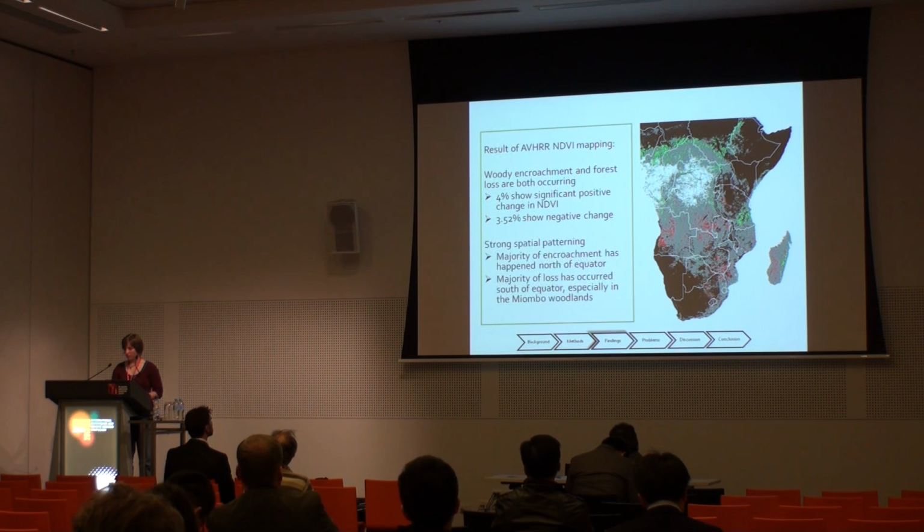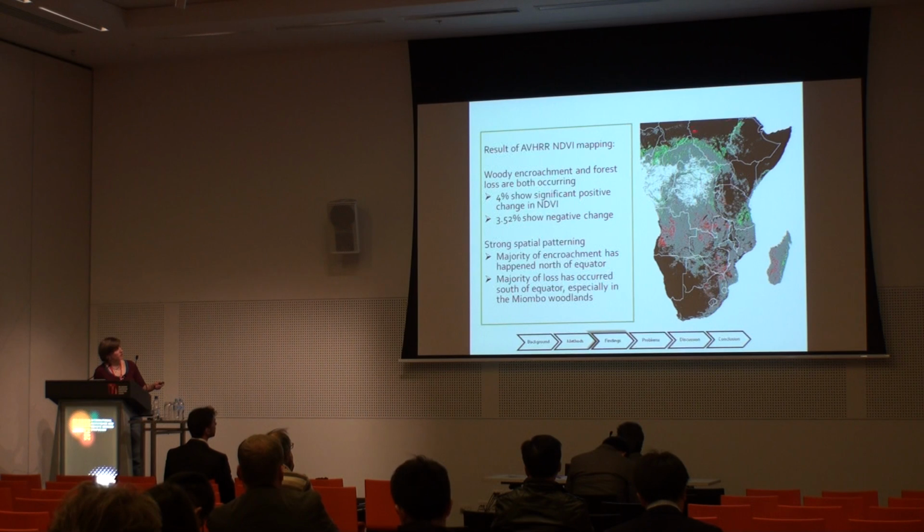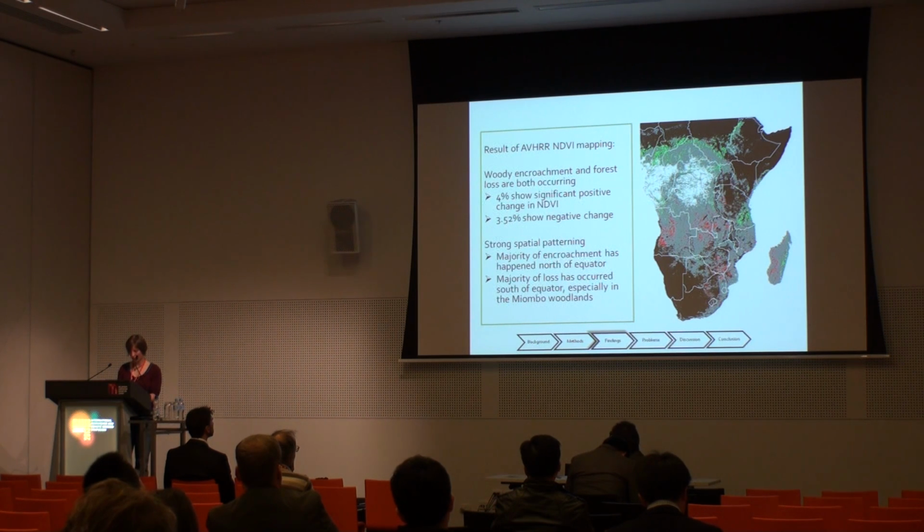The second thing, which was quite interesting and which we couldn't find just from the literature search, was that there's actually quite strong spatial patterning. The majority of encroachment has happened north of the equator, so that's all the dots in green. There's some here as well, but the majority happens up there. Whereas the majority of loss has occurred south of the equator, especially in the Miombo woodlands, which are here. So that's interesting.